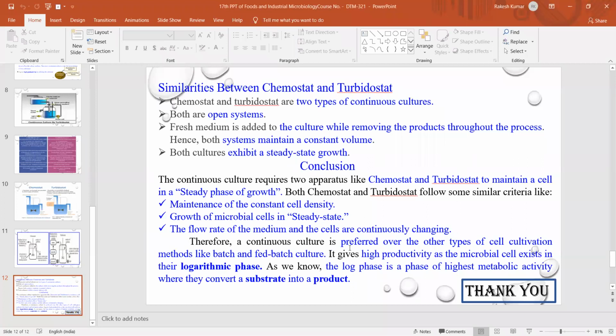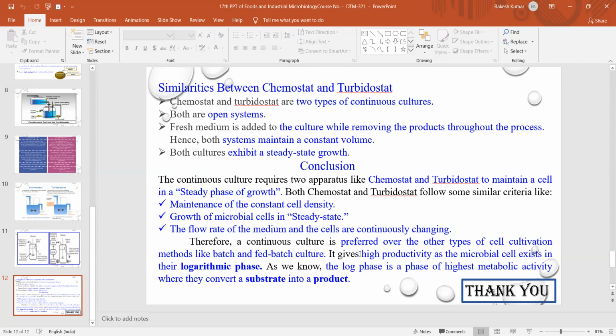So therefore, continuous culture is preferred over the other types of cell cultivation methods like batch and fed batch culture, where some limitations are there. In the last class, I explained what the different limitations of batch method and fed batch culture method are. In batch method, a very controlled condition is required, and you can get only a very small amount of the final product, or whatever product you have to produce, and you can perform that method only in a very controlled environment.